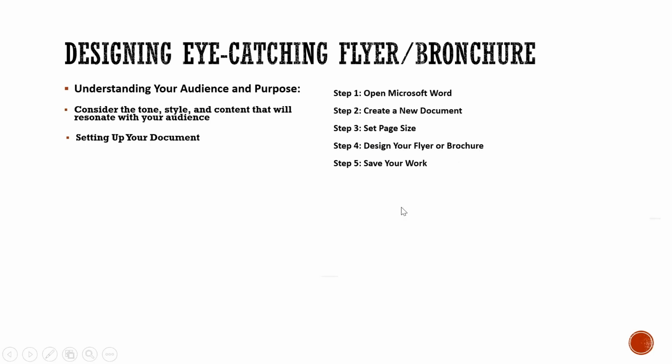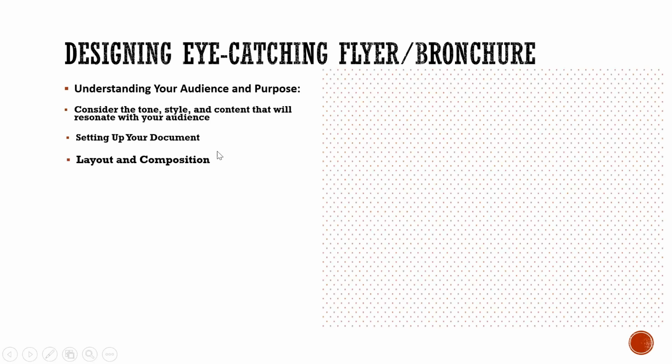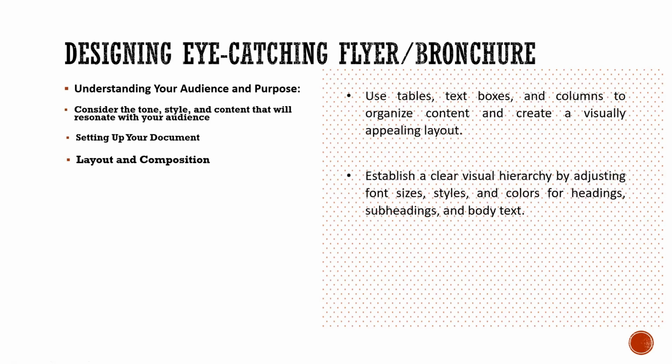So it's so important. Now, after doing all that, another thing you have to take note of is your layout and composition. For your layout and composition, always use tables, text boxes, and columns. This is not a letter that you're writing. You're actually trying to produce something that will be eye-catching to your audience. So use tables, text boxes, and columns to organize content and create a visually appealing layout.